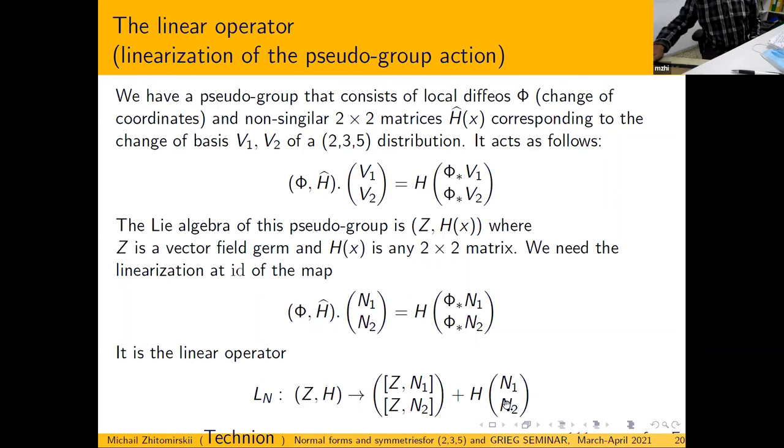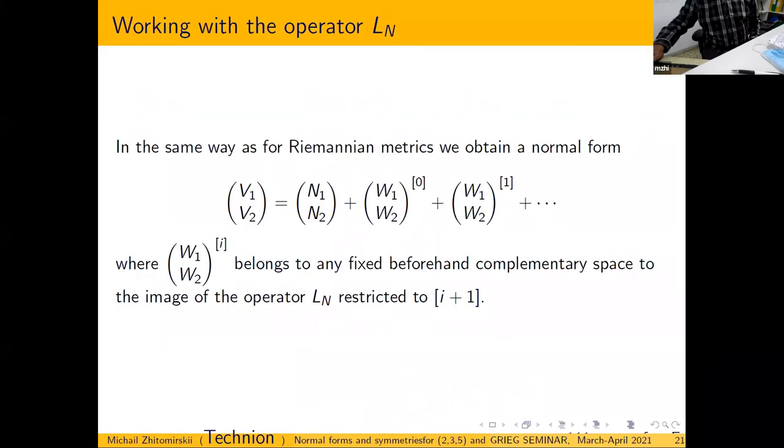So we have from the homogeneity of degree i. So that's why we have to restrict. And that's what we can do.